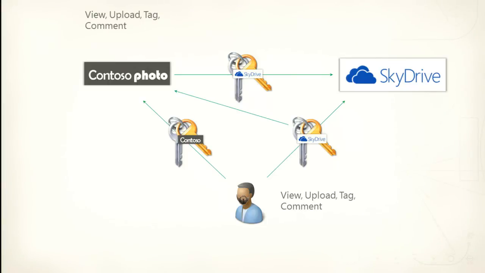There's a problem. One of those problems is that I can do a bunch more stuff in addition to viewing. I can also upload new photos, I can tag photos, I can comment on them. And maybe I think, well, I think Contoso is probably a very trustworthy corporation. I don't think that they're going to upload any sort of weird photos to my SkyDrive account or comment on my friends' photos in embarrassing ways or things like that. But maybe not. I mean, it depends on how much I trust Contoso.